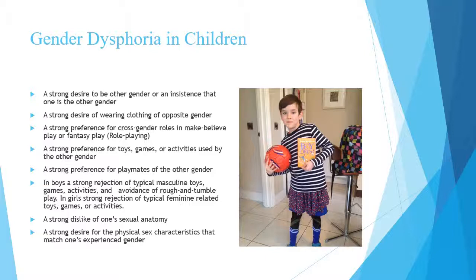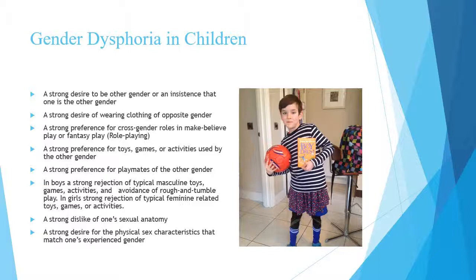4. A strong preference for toys, games, or activities used by the other gender. 5. A strong preference for playmates of the other gender. 6. In boys, a strong rejection of typical masculine toys, games, and activities, and avoidance of any rough and tumble play. In girls, there's a strong rejection of typical feminine toys, games, or activities.